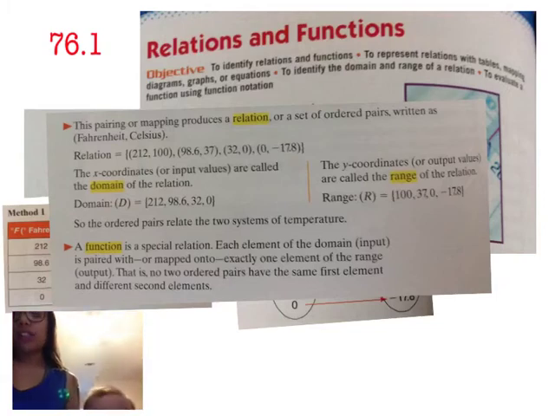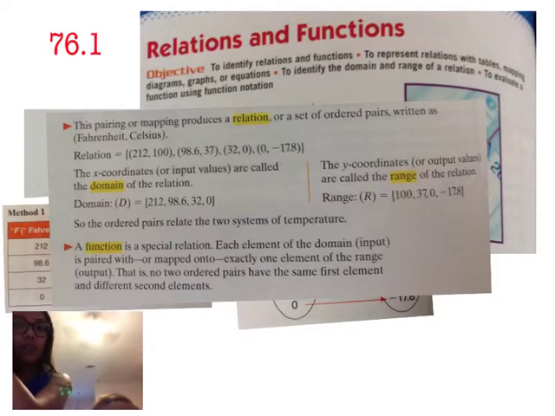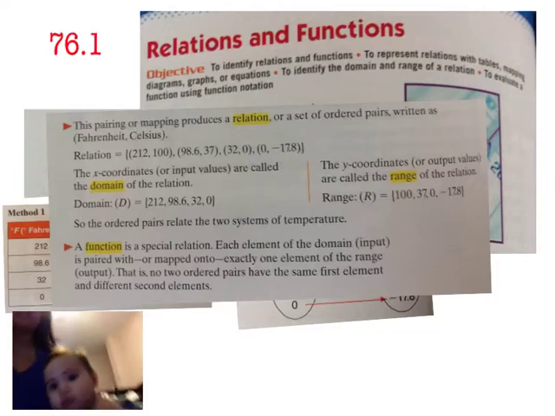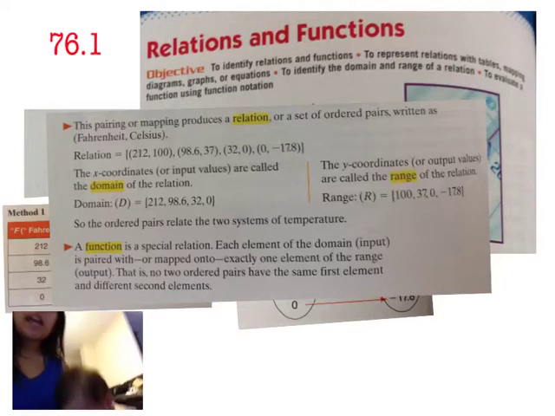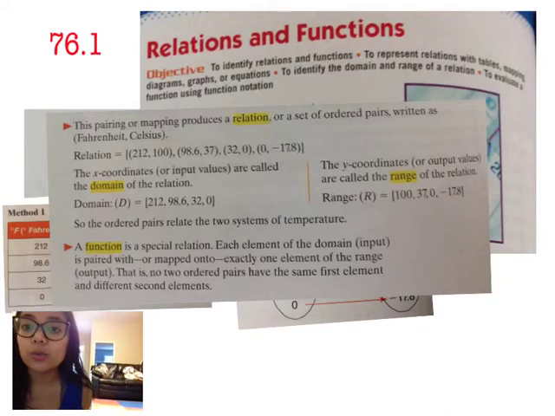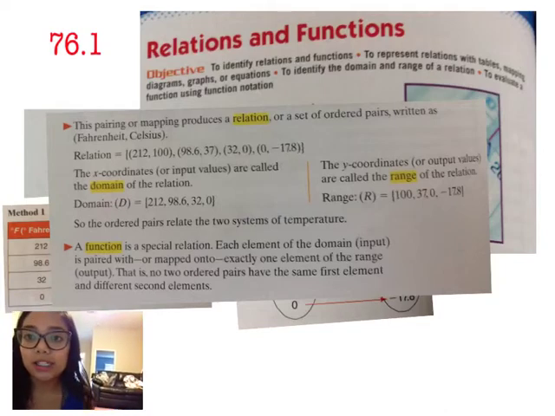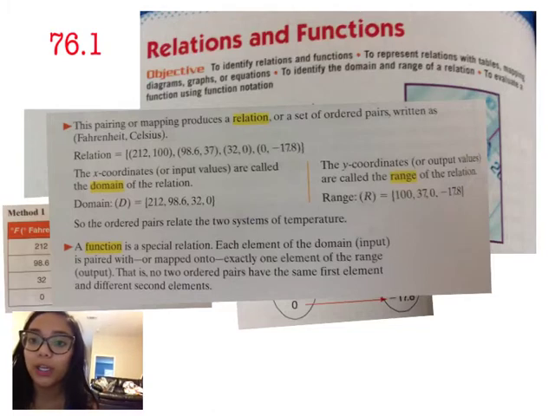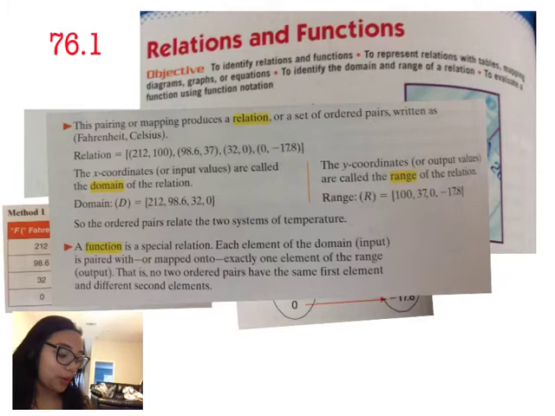Each element of the domain input is paired with or mapped onto exactly one element of the range, that is, no two ordered pairs have the same first element and different second elements. So what it's trying to say is that you cannot have the x coordinates repeating. That's all it means. A function means the x coordinates do not repeat. So for example, you can't have (1, 0) and (1, negative 1) as 2 points, or else it's not a function.